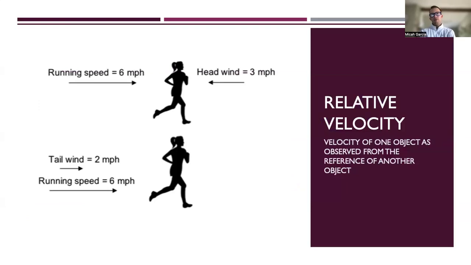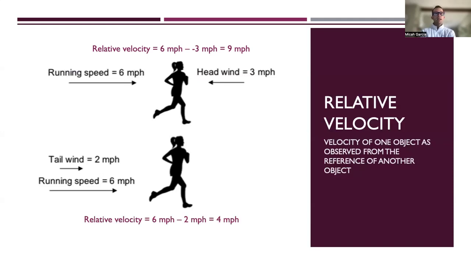So here's what we mean when we say relative velocity. It's the velocity of one object as observed from the reference of another object. So if you're running at 6 miles per hour into a headwind of 3 miles per hour, what you end up getting is a relative velocity of 6 minus -3, because it's going in the opposite direction, which gives you 9 miles per hour. Now, if you have a tailwind at 2 miles per hour while you're running at 6 miles per hour, 6 minus 2 really equals a relative velocity of 4 miles per hour.